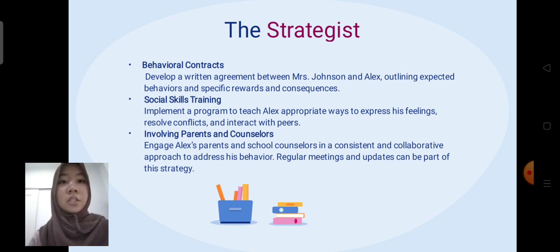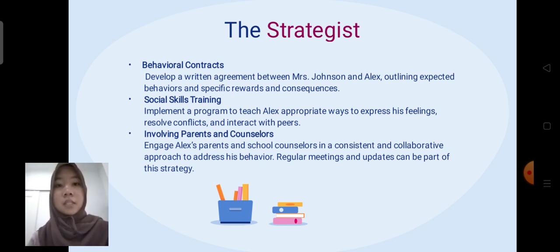The second strategy is social skills training. Implement a program to teach Alex appropriate ways to express his feelings, resolve conflict, and interact with peers. These strategies can help Alex develop skills needed to manage his aggression and interact more positively with others, reducing the likelihood of disruptive behavior. The last strategy involves parents and counselors.